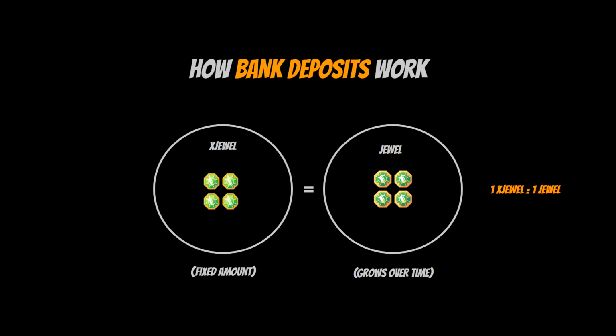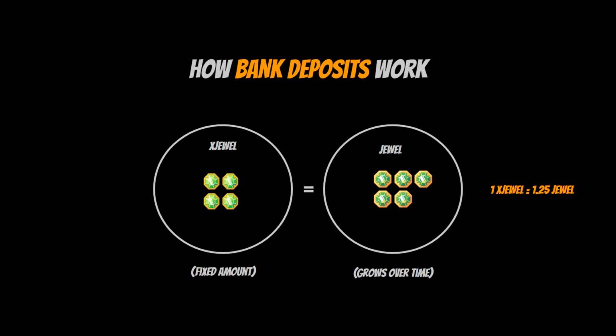Now over time, the number of joules in the joule pool will increase. Let's say in this example, we have 1 more joule in the joule pool. When that happens, the ratio changes. Now, 1 X joule is equal to 1.25 joule, and so you can exchange 1 X joule for 1.25 joules. So here's how the bank deposits work and how you can make money from bank deposits.